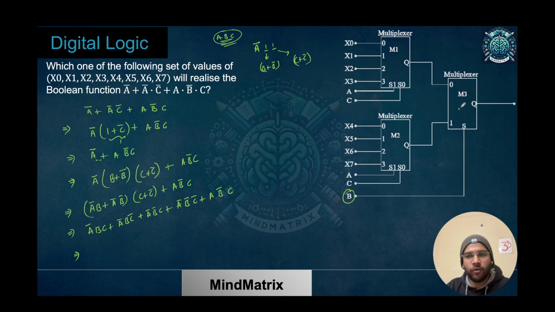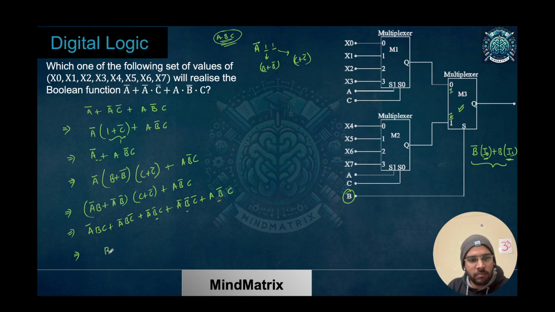That means if I want to write the characteristic equation for this last multiplexer, I will be writing something like this. If it is B complement, then I will be selecting this I0, and if it is B, then I will be selecting this I1, right? So we need to find I0 and I1 here, and in terms of this we can write B complement and B. If I see the B complement term, we have B complement here, here and here.